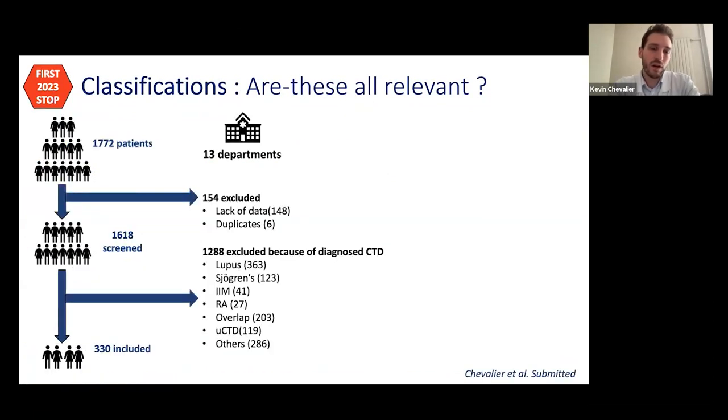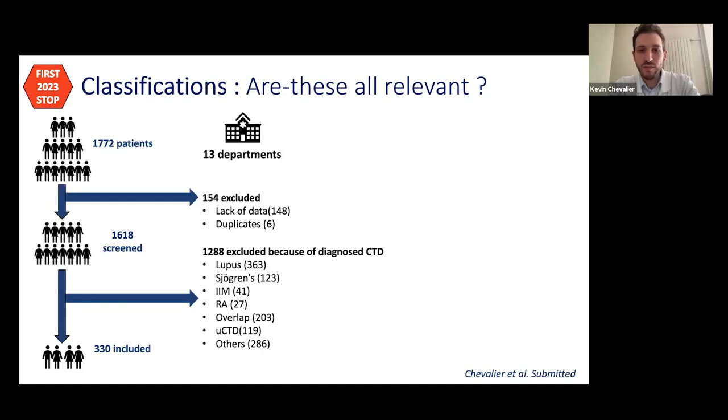So we have collected 1,772 patients in 13 French medical departments. Among them, 154 have been excluded because of lack of data or duplicates. So 1,618 patients have been screened.